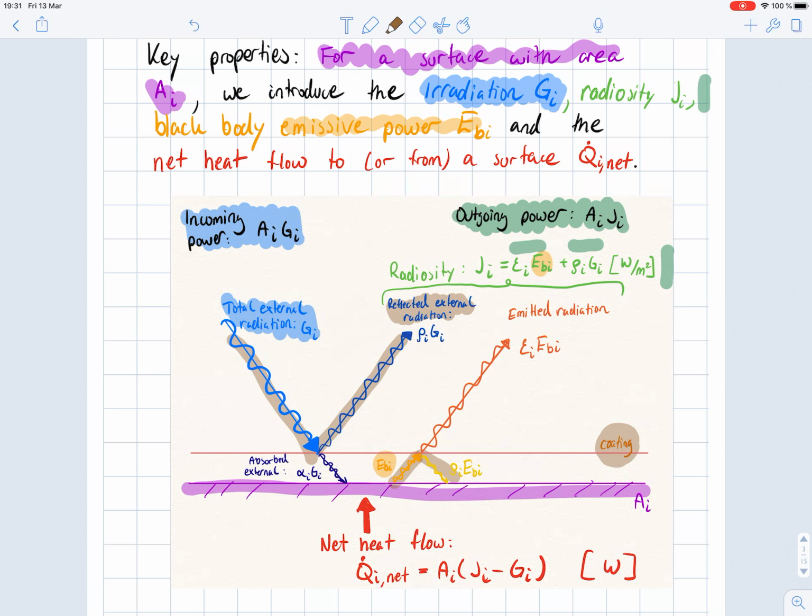The ability of the surface to reflect energy or radiation is given by this material property rho, which we call the reflectivity of the surface. We'll come back to that also later. So in the radiosity, we see here that we have a term which is rho_i G_i. That's the part of the incoming energy that is reflected due to the reflectivity of the surface.